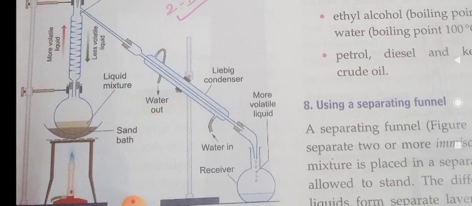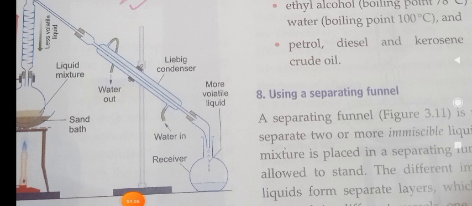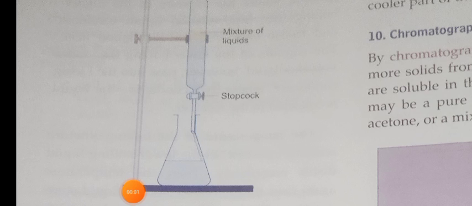Do you understand, children? Shall we go to the next method? Now the next method is using a separating funnel. This method is used to separate two immiscible liquids. Immiscible means what? Liquids which do not mingle with each other. For example, oil and water will not mingle with each other. Oil will float on the surface of water. Like that, a liquid mixture can be separated by this separating funnel.